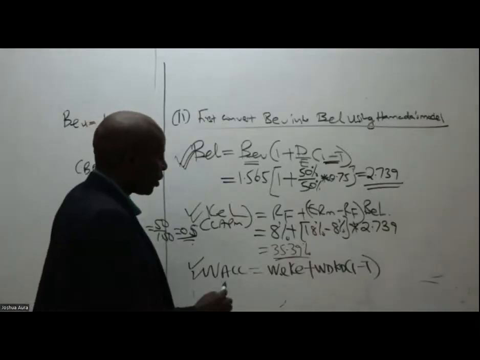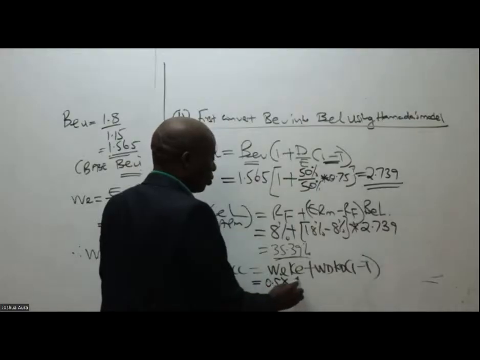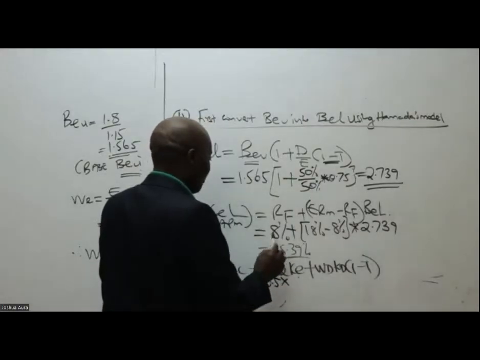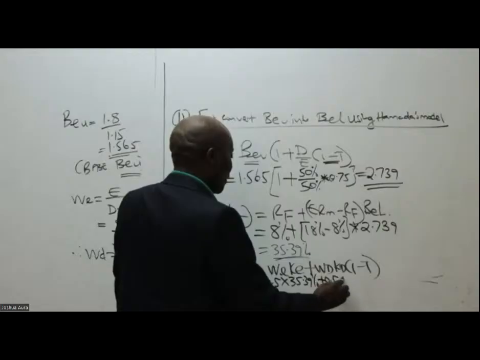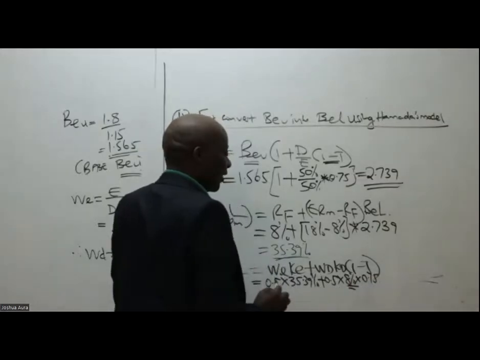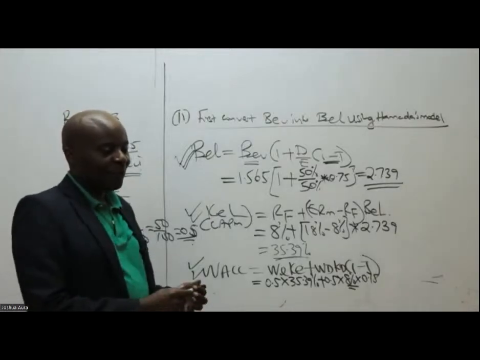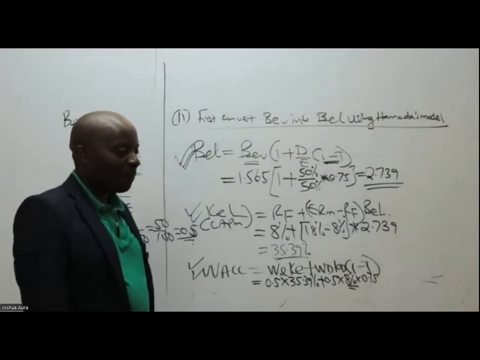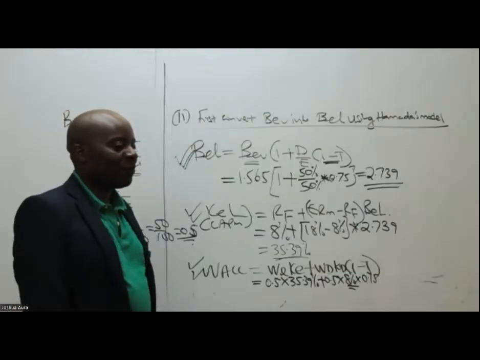Thank you so much. So the weight of equity, ladies and gentlemen, here is 0.5. The cost of equity is what we already have here, 35.39%. Weight of debt is 0.5, times cost of debt, which is 8%, times 0.75. I'm so sure you don't know where I got 8% from. Is there anybody who knows where I got the 8% from?